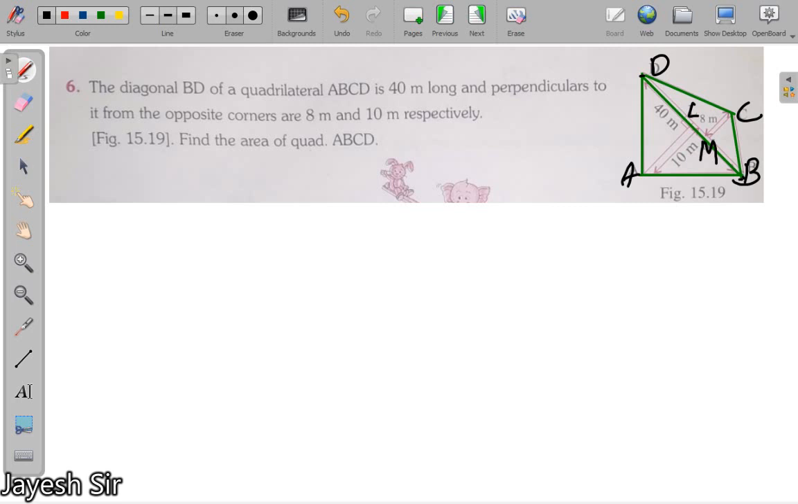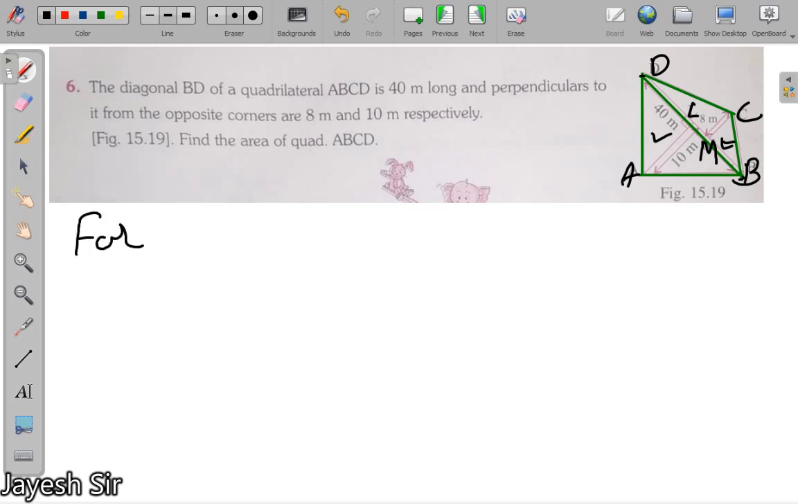We have to determine the area of this quadrilateral. So how will we determine it? We will say that area of quadrilateral ABCD will be equal to the sum of areas of these two triangles. If we add the area of these two triangles, we will find out the area of this quadrilateral.